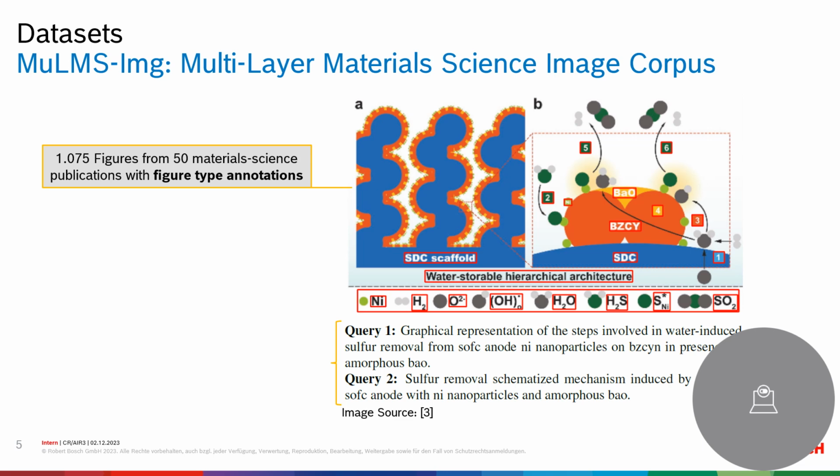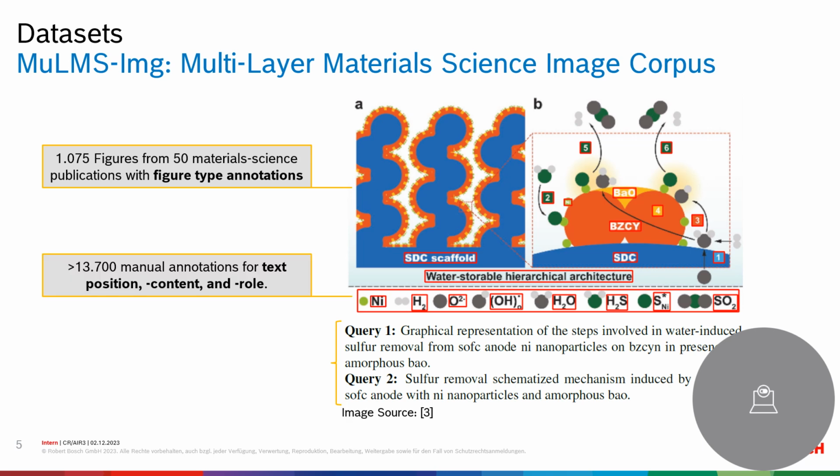MuLMS-Img is an extension to the multi-layer material science corpus, which consists of 50 scientific publications annotated for various NLP tasks. We extract a total of 1,075 figures from the same 50 publications and manually create the figure type annotations and over 13,700 annotations for the text positions, the text content, and the role of the text within the figure.